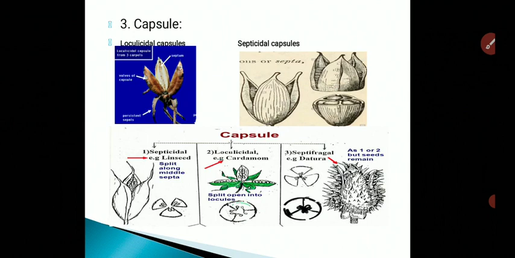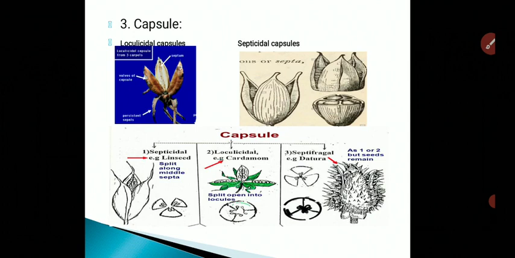Second, that is loculicidal. The example of loculicidal is cardamom. You might have observed this. In this type, the capsule dehisces along the longitudinal line in between sutures so as to open each chamber of the fruit, and in this case the placenta remains attached to the middle of the valves and separates along them. For example, it is found in cotton or lady's finger, or you can say in cardamom.